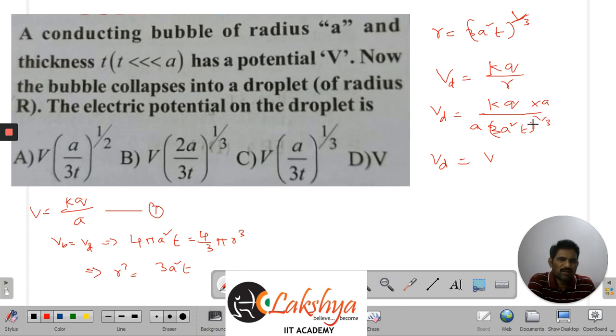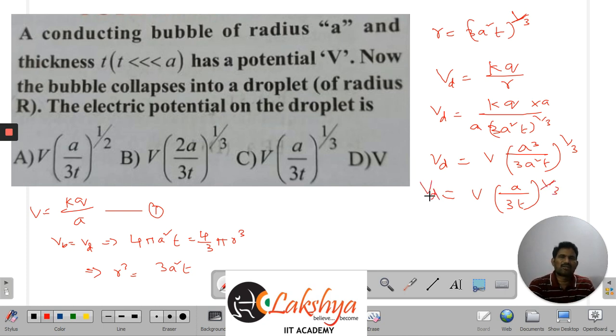Now we can write this A also inside here. So when I am writing that A also inside, I can write that as A cube by 3A square into T whole power 1 by 3 simply. Which is nothing but V into A by 3T whole power 1 by 3 we can write here. So now that is the potential of this drop when it is converting into drop here.